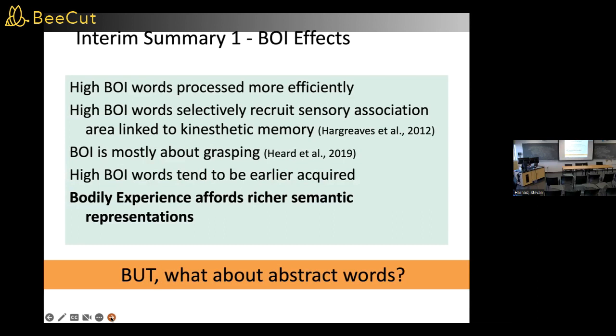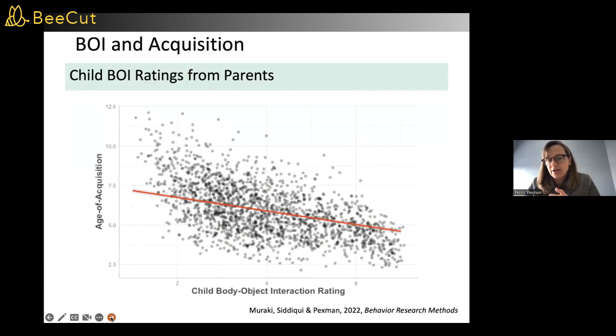It's referring to the correlates that you were referring to. One of them that you didn't mention was age of acquisition, or did you? Well, those were the data I was just showing you, age of acquisition. And so there is usually a relationship where high BOI words are generally acquired earlier. That's the answer. Okay. High BOI words are acquired earlier.